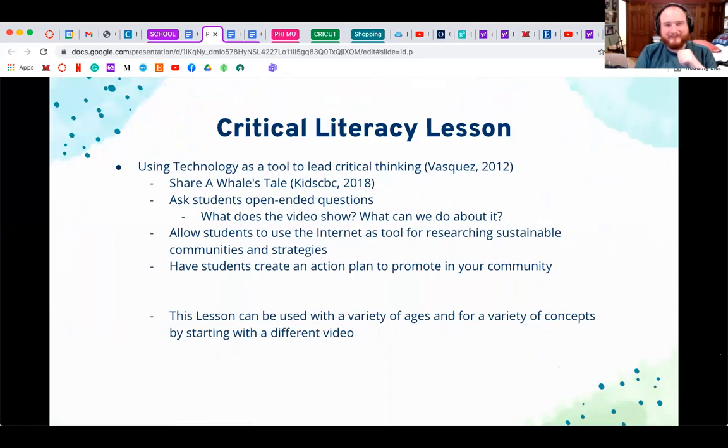Sorry, guys. But so for this critical literacy lesson, using technology is a tool that can create and lead to critical thinking. While that video didn't have any audio, that video just gives such a powerful message to students and to all the viewers. So to start out this lesson, you would share the video, A Whale's Tale.